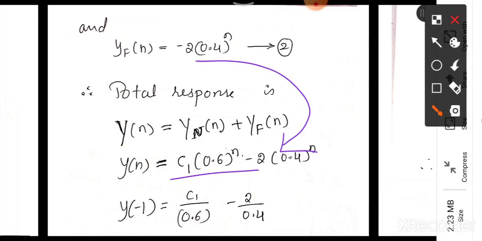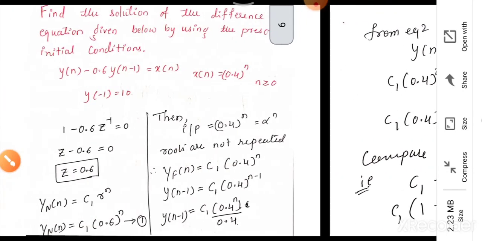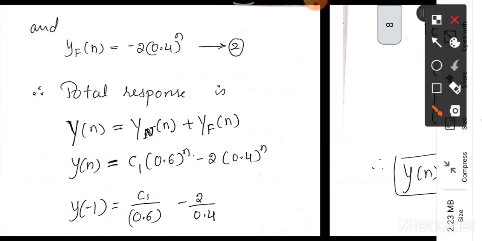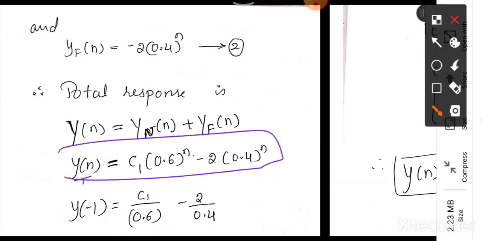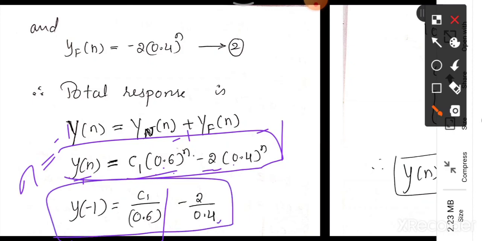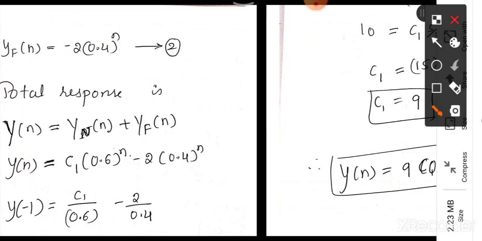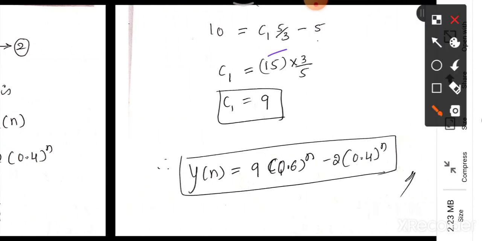Now take initial conditions. They have said that y(minus 1) equal to 10. Substitute that in the total response. Now in this you can substitute y(minus 1), wherein we have n as minus 1. Then it is C1 0.6 raised to minus 1 minus 2 into 0.4 raised to minus 1, where 0.6 raised to minus 1 is nothing but 1 divided by 0.6, and 0.4 raised to minus 1 is nothing but 1 divided by 0.4. Simplify this, whereas y(minus 1) is 10. 10 equal to, 1 by 0.6 is nothing but 5 by 3, and minus 5. So therefore you send this 5 to this side.